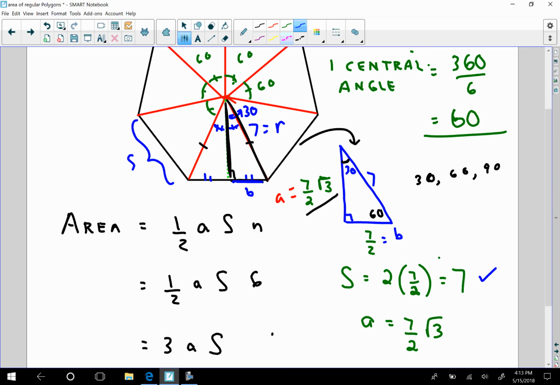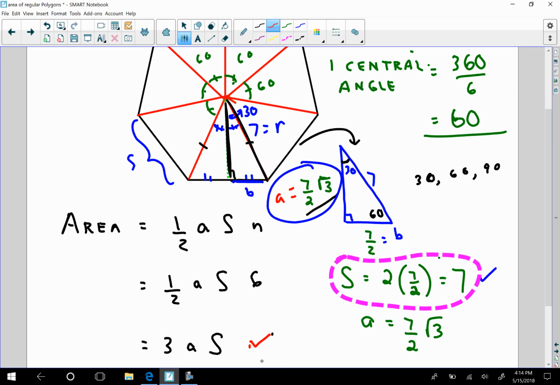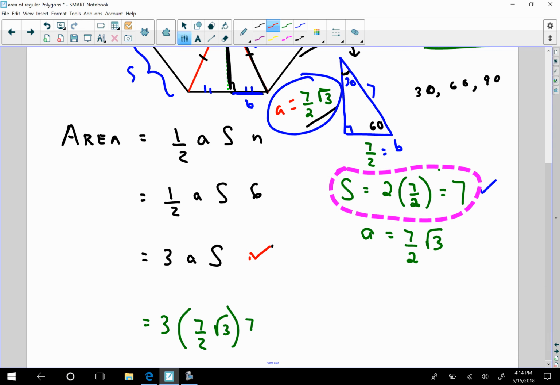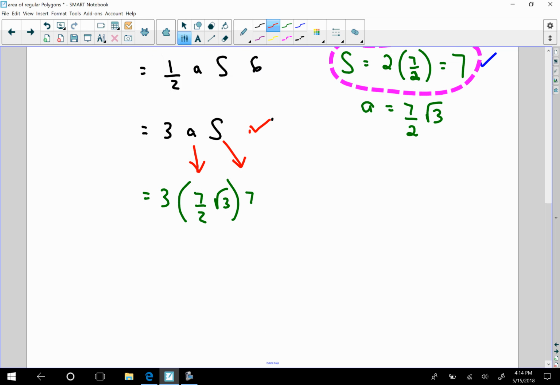Now I have the apothem, 7/2 square root of 3. I have S as 7. And I'm just going to plug those into the formula. This is the last version of the formula that I had, 3 times AS. And I'm going to put 7/2 square root of 3 in for A. I'm going to put 7 in for S. And if I want to simplify that with a calculator, you can. You can leave it like this. However you decide to do that.